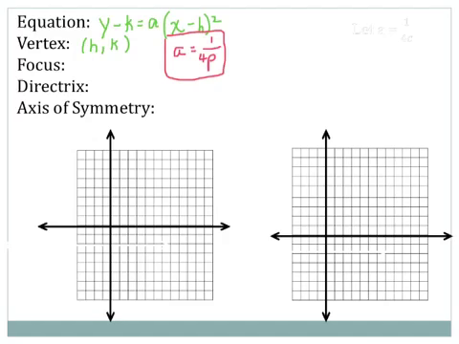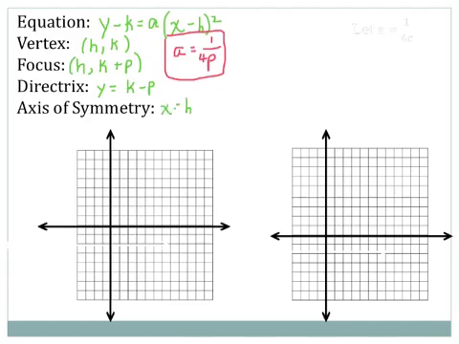That's how these two relate. Now the focus for this one is going to keep the x-coordinate, and you are going to add p. Now sometimes p is negative, and that means you'll move down instead of move up. Your directrix is a horizontal line, so it's y is equal to k minus p. And your axis of symmetry is x is equal to h.